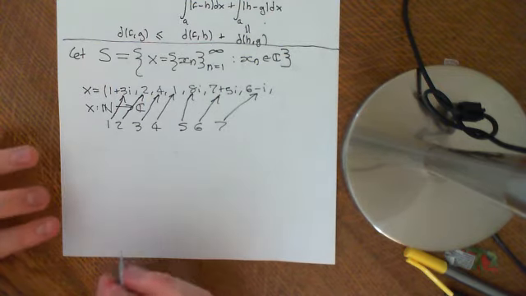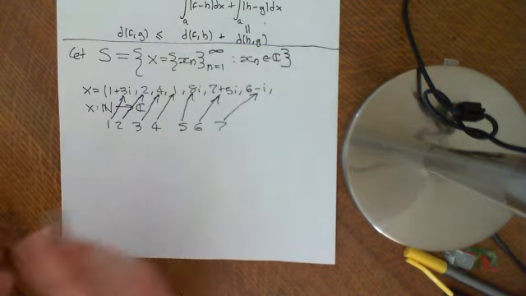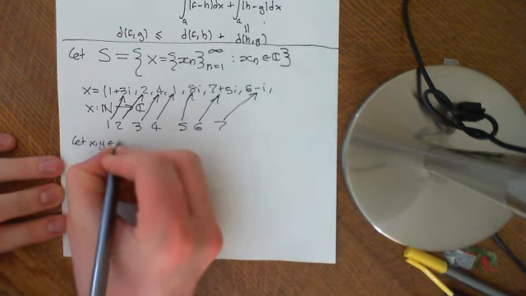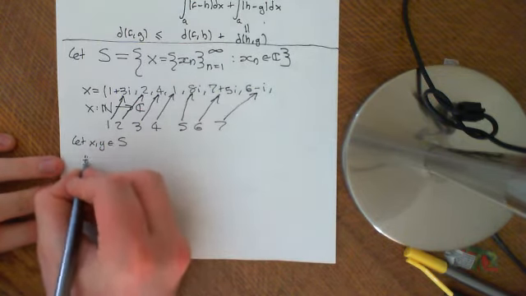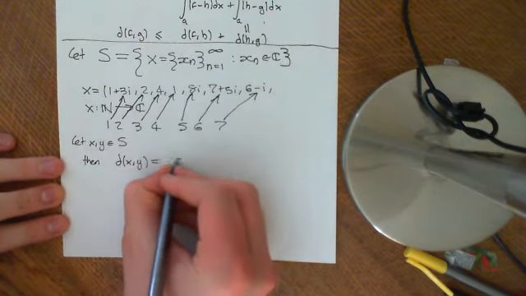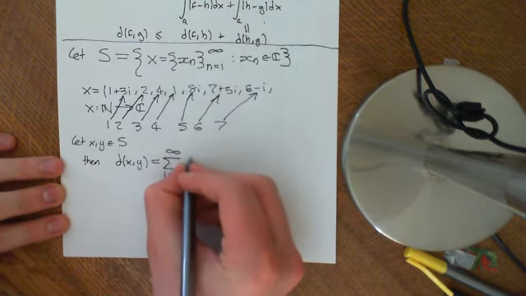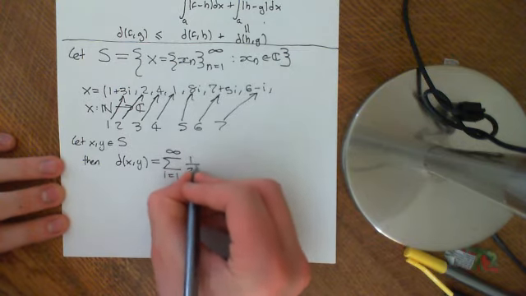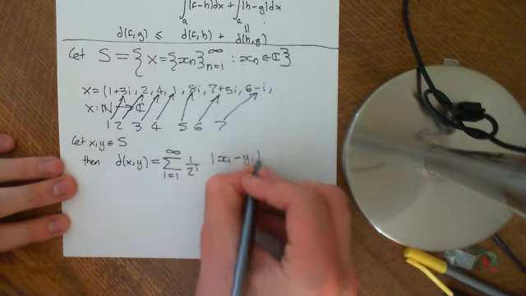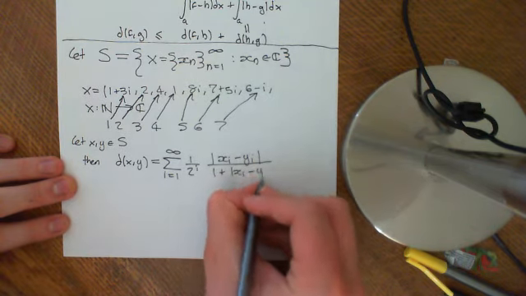So how do we turn this into a metric space? Well, we need to define a metric. So I need to define the distance between any two sequences, x and y. So let x and y both be elements of S. Then I'm going to define the distance between x and y to be equal to the sum, i equal to 1 to infinity, of 1 divided by 2 to the power of i, times the modulus of xi minus yi, divided by 1 plus the modulus of xi minus yi.